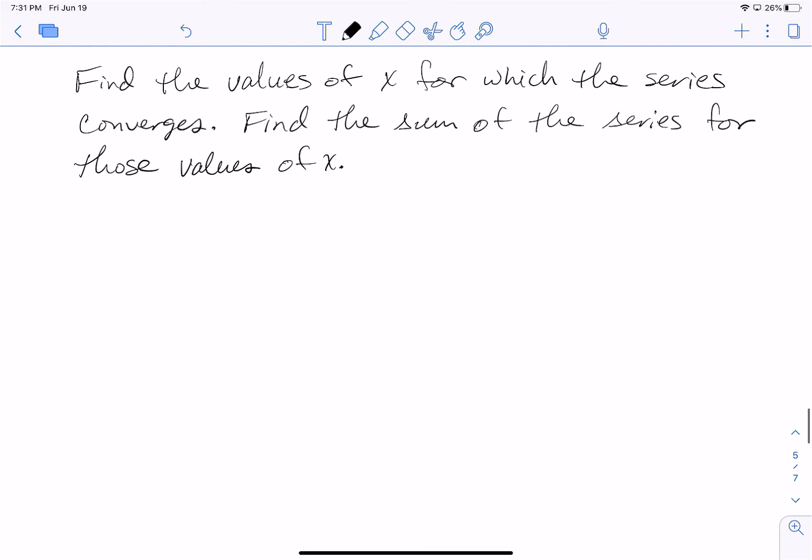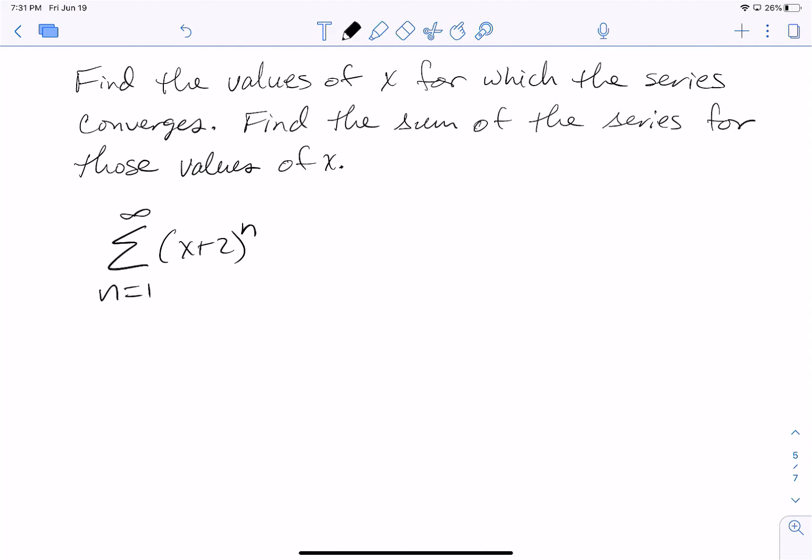This time we have something a little bit different. We're looking at the series, the sum as n goes from 1 to infinity of (x plus 2) to the n, and we're asked for the values of x for which the series converges, and then to find the sum of the series for those values of x. So we're not looking at does this converge or not. We're trying to find out under what circumstance does it converge.